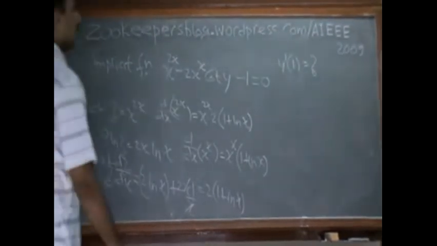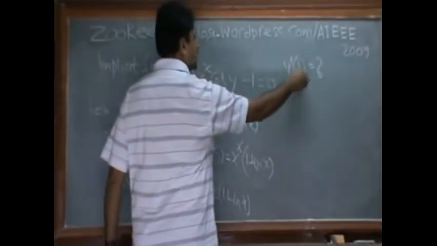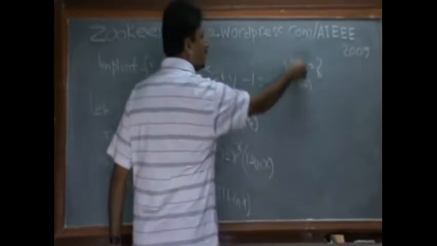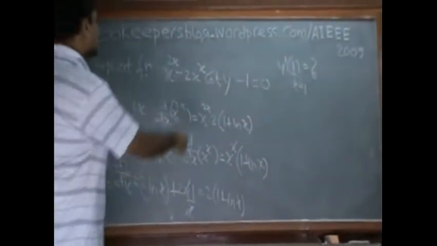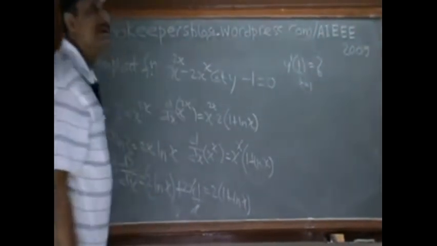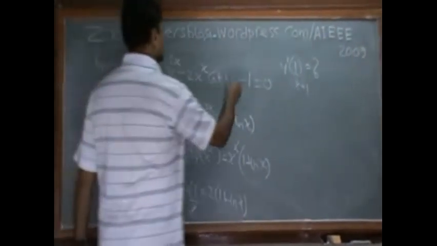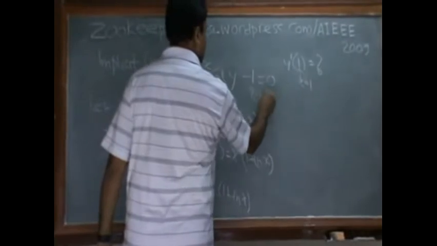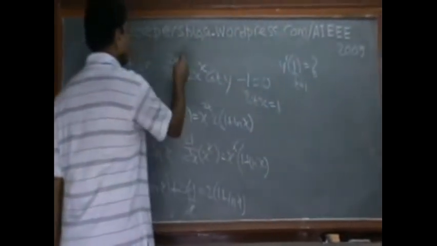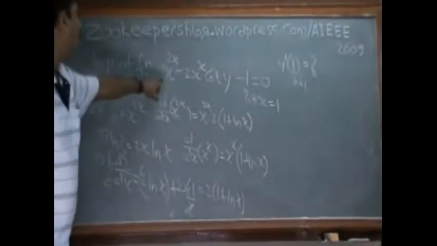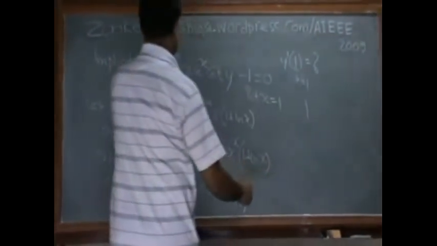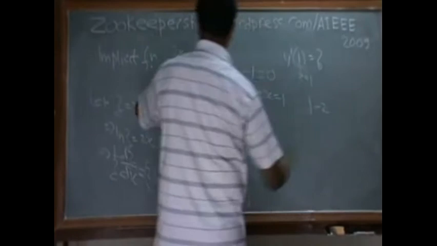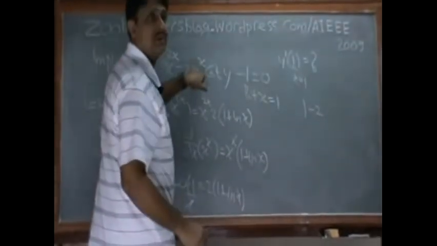Moreover, I want y as 1, which means x is equal to 1. So I have to find y, and I do that first. That is the first step. Don't forget to do it. So put x equal to 1. Then 1 to the power 2 is 1, so I get 1 minus 2 times 1 to the power 1, which is 1.